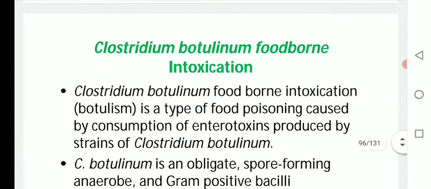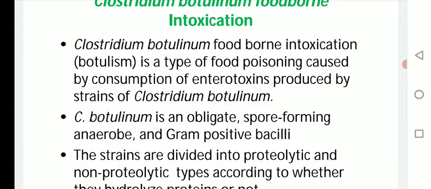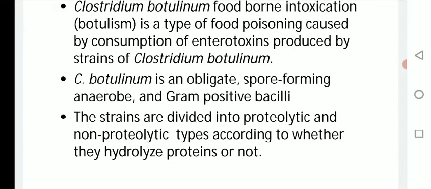The next important foodborne intoxication is Clostridium botulinum foodborne intoxication. So Clostridium botulinum foodborne intoxication, commonly known as botulism, is a type of food poisoning caused by consumption of toxin produced by strains of Clostridium botulinum, and Clostridium botulinum is an obligate spore forming anaerobe and it is a gram positive bacillus. So the strains are divided into proteolytic and non-proteolytic types according to whether they hydrolyze proteins or not.